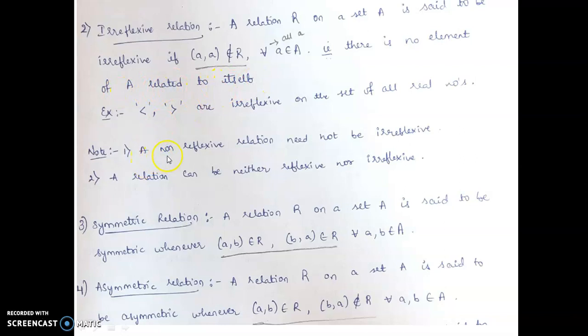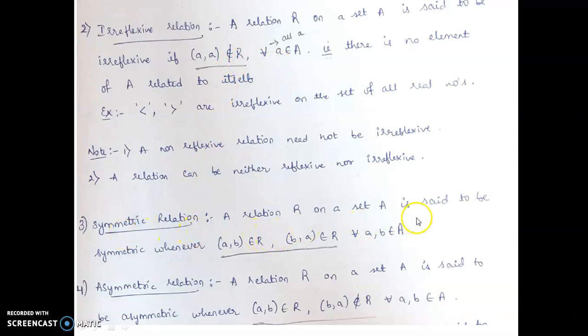Note that a non-reflexive relation need not be irreflexive. So this is a note which is to be considered. Less than and greater than are irreflexive on the set of all real numbers. We'll see all these criteria whenever we are taking some example. And the important part in the irreflexive relation is that (a, a) should not be present in R, that is, does not belong to R.